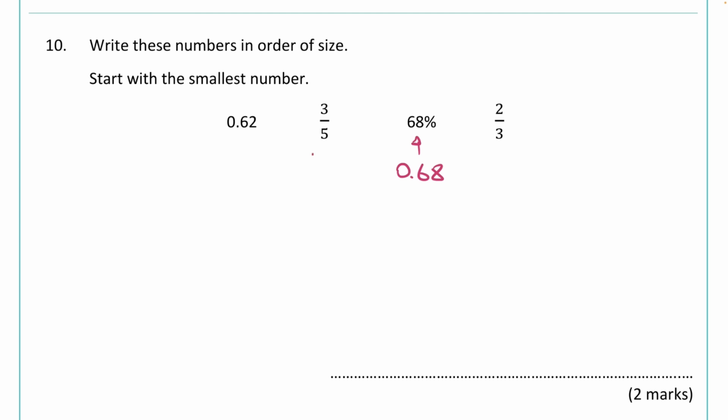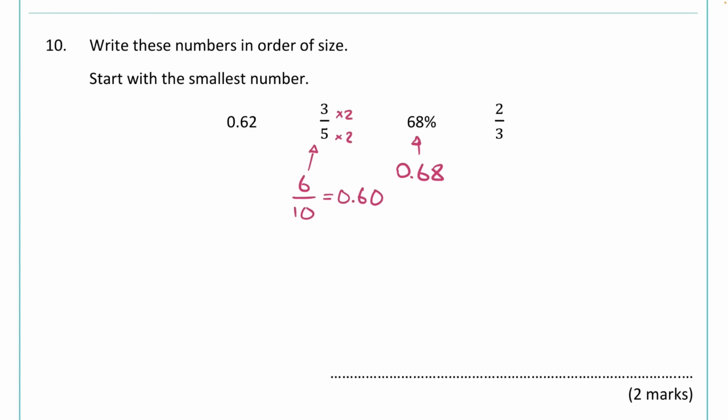The fractions, we're going to want them out of 10. So 3 over 5, if we times the top and bottom by 2, that gives us 6 out of 10, which is equal to 0.6 or 0.60, just to make it balance with all the others that have 2 decimal places at the moment.